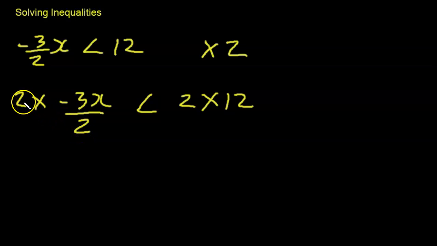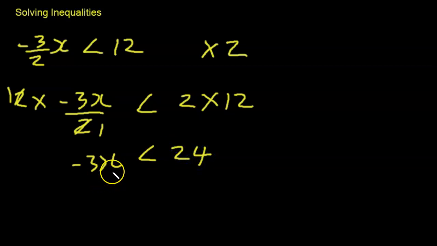And here's the whole point of multiplying by 2. Because 2 into 2 goes 1 time. So what you really have is 1 times minus 3x. So it's just minus 3x here. And that's the whole point of multiplying by 2, so you can get rid of the denominator there. And then 2 times 12, that's 24.